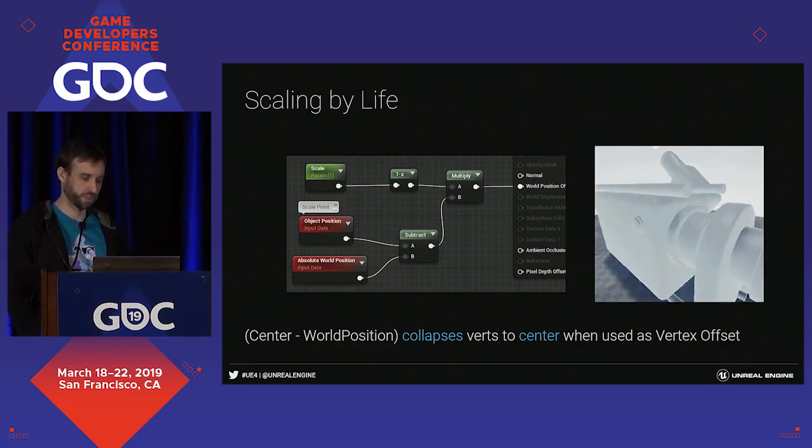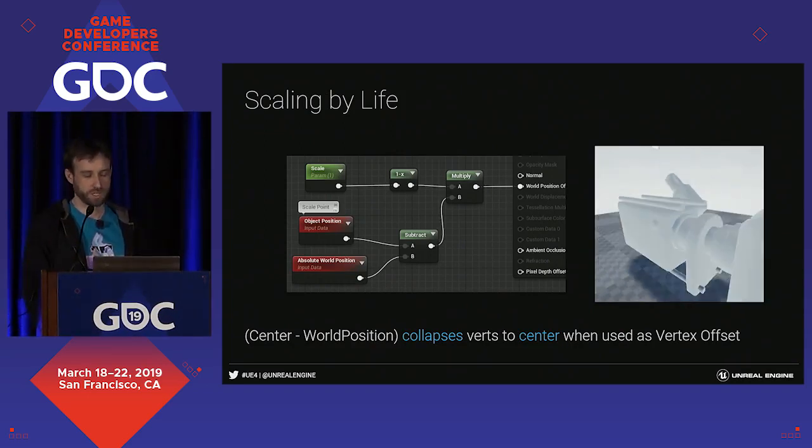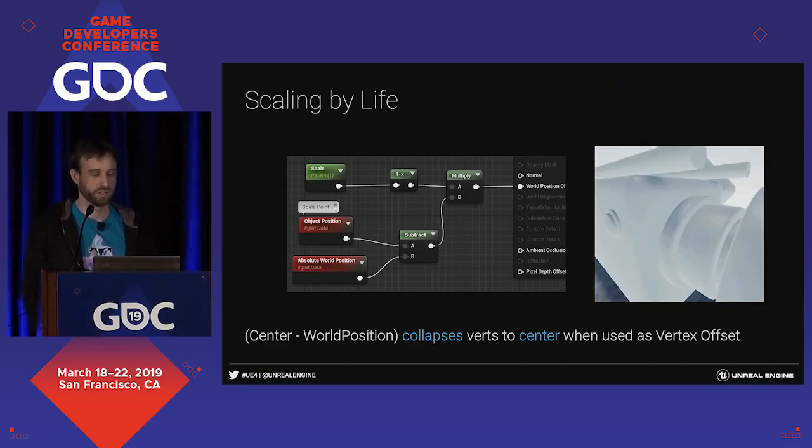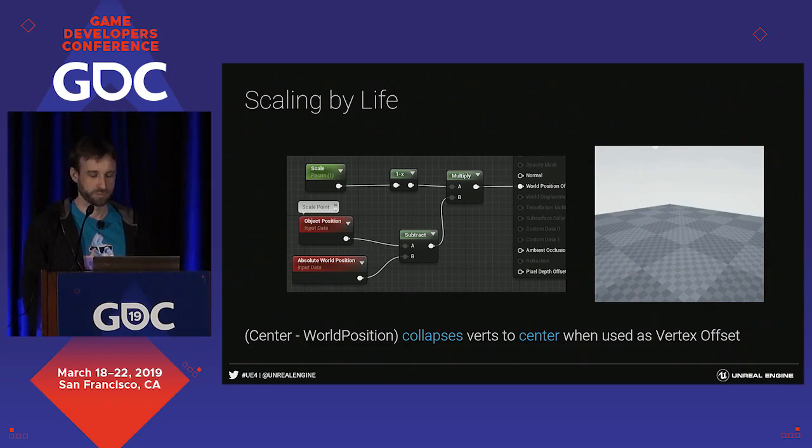And so another thing that we can add to this to get even more useful behavior is a scaling by life trick on the vertex shader. So here on the right, we see a static mesh with the vertex shader applied, and I'm scaling the scale parameter from 0 up to above 1 to scale it up.